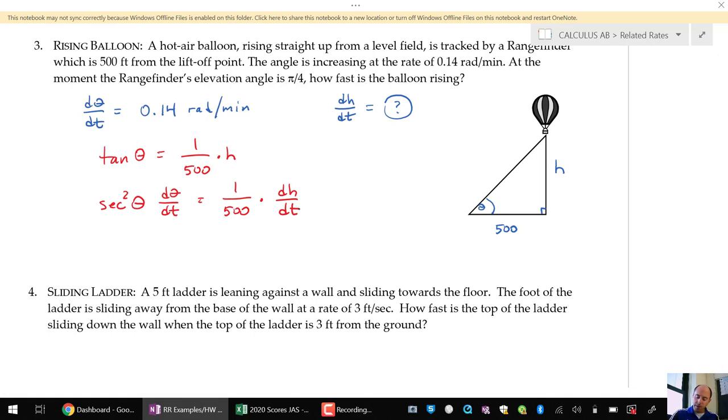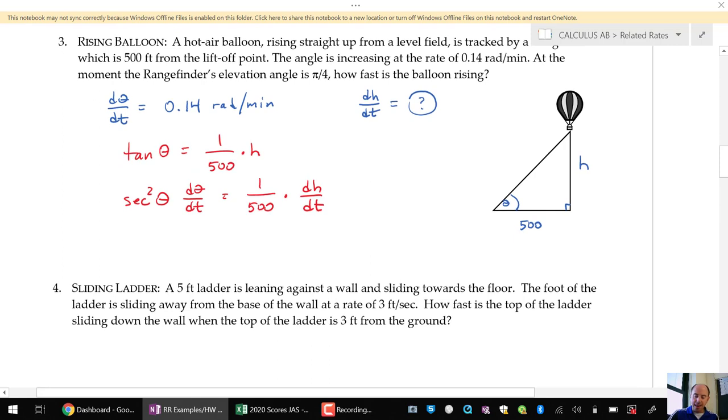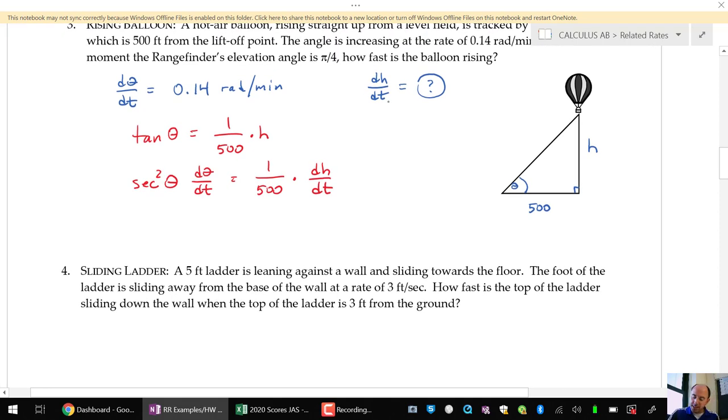We're looking for the values. In this case, it says here, at the moment, the rangefinder's elevation is exactly pi over 4. How fast is the balloon rising? So what we want to do now is plug in that pi over 4. So let's do that right here. As a matter of fact, we're looking for dh dt. Maybe it might be better to isolate that dh dt.